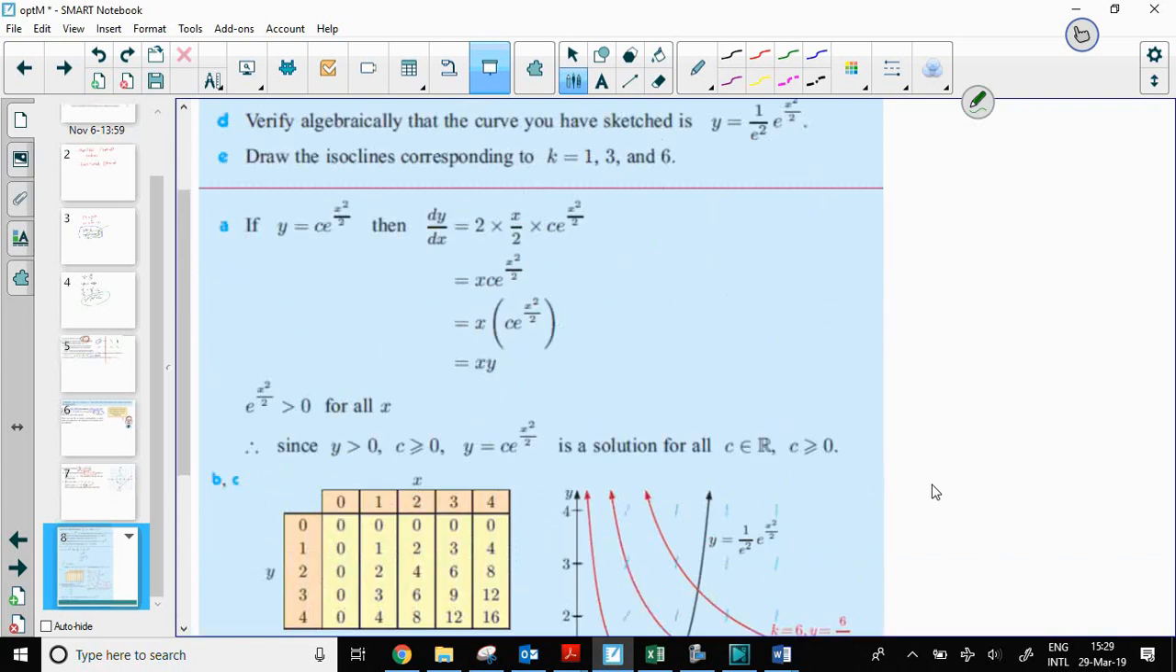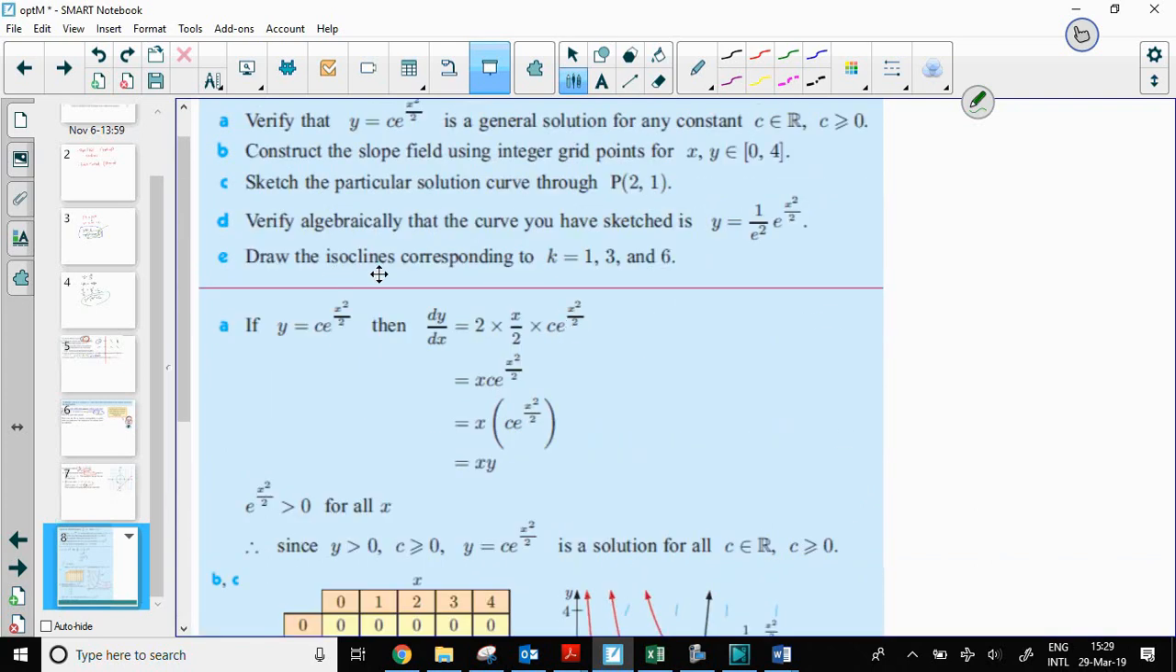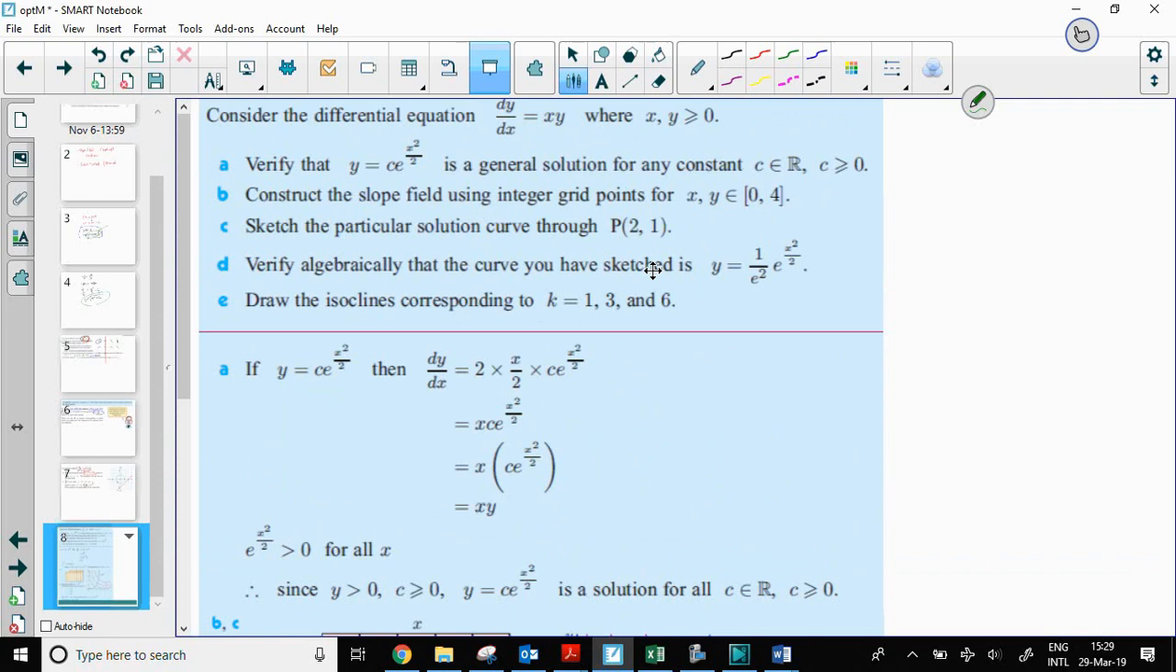Nothing exciting. Now part E, draw the isoclines corresponding to K equaling 1, 3, and 6. That K value, you recall from a few screens ago, means we're going to set x times y equal to 1, x times y equal to 3, x times y equal to 6. Probably rewrite those as y equals in each case and just sketch those curves.